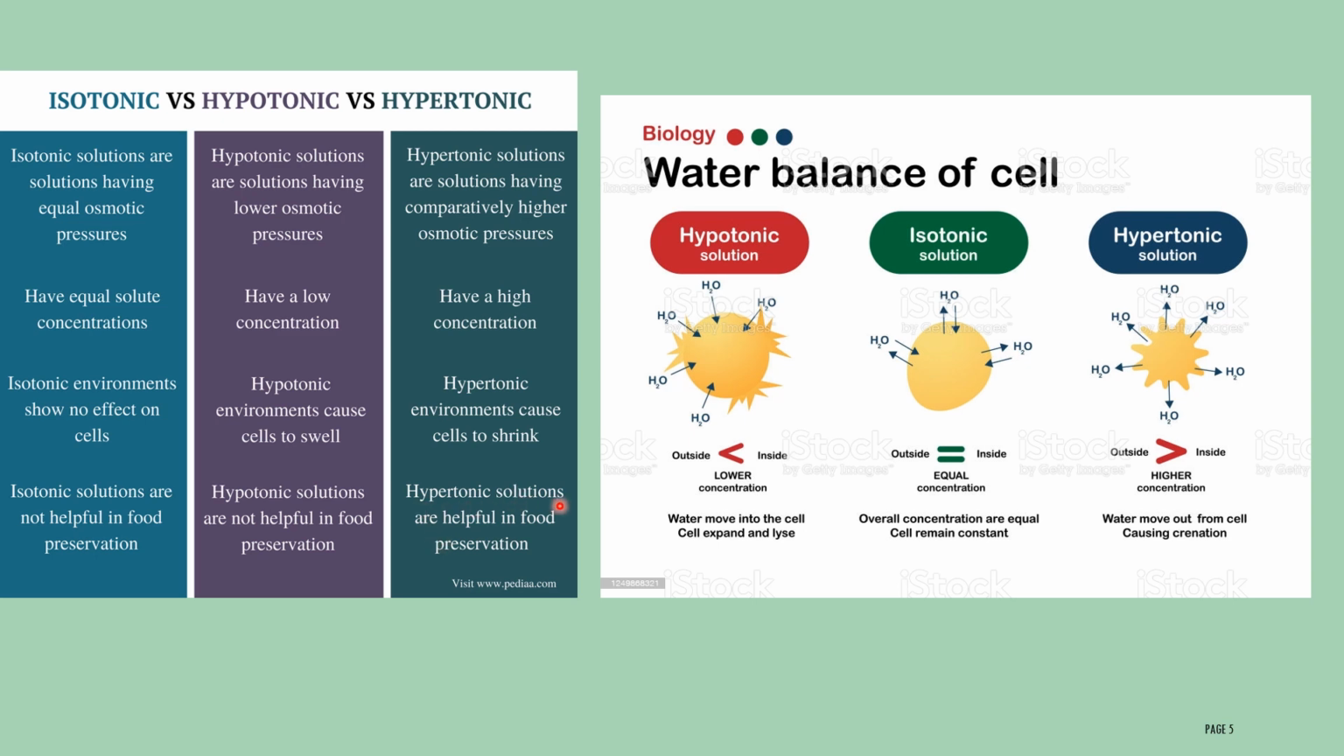The last one is that hypertonic solutions are helpful in food preservation. In the case of a hypertonic solution, the removal of water takes place. If water is not there in the cell, if water comes out from the cell, then it will cut off the growth of the microorganism and stop the growth of the microorganism. This is the better case to store the food. Therefore, these are the main differences between isotonic, hypotonic, and hypertonic solutions.